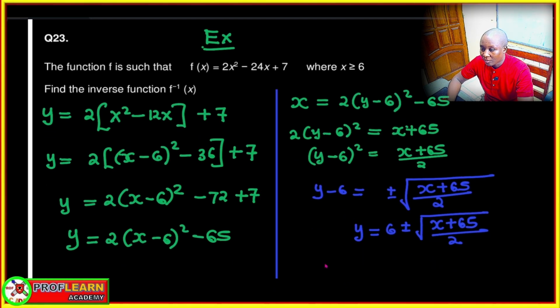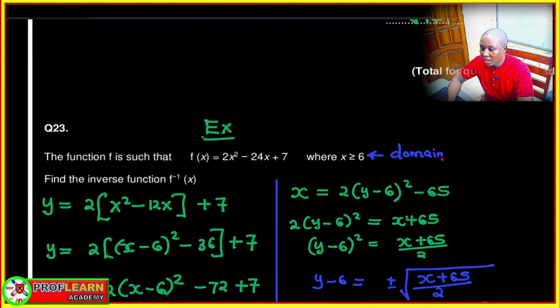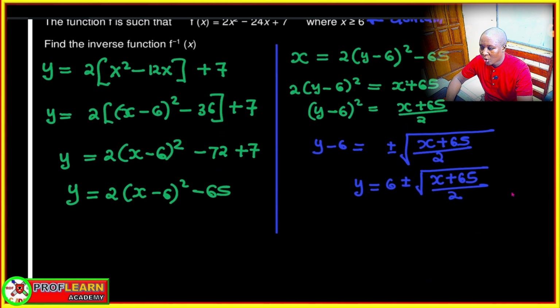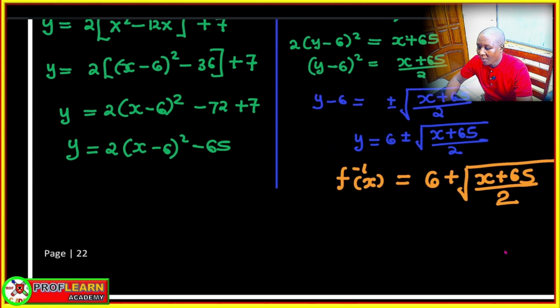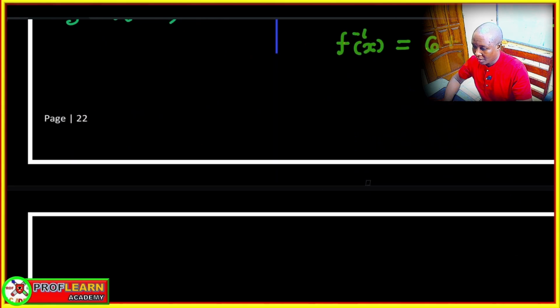But remember here, we were given the domain. The domain was x is greater than 5. Now when you find the inverse, the domain of the function becomes the range of the inverse function. So the range here will be y is greater than or equal to 6, meaning we need the y value to be more than 6. So which sign will you use for y to be more than 6? You'll use addition. So for y to be greater than 6, we shall have to use addition here, and that becomes our inverse function for that particular question.